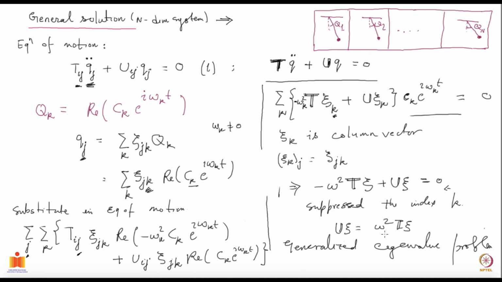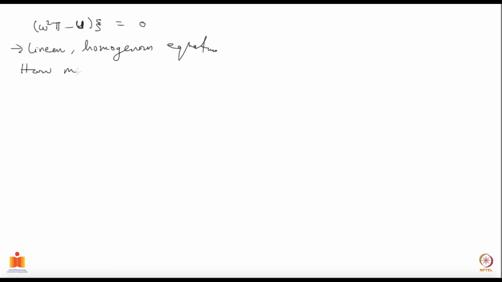Let me write it down in the following form. I write it as omega square T minus U, xi equal to 0. These are linear homogeneous equations. How many of them are there? These are how many equations? Please supply the answer here.